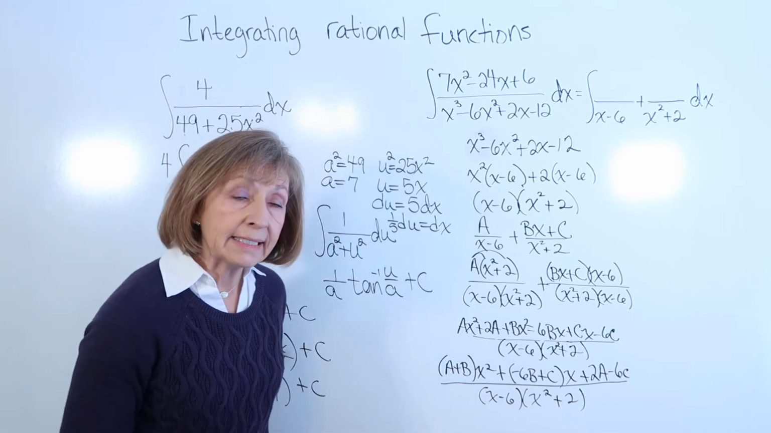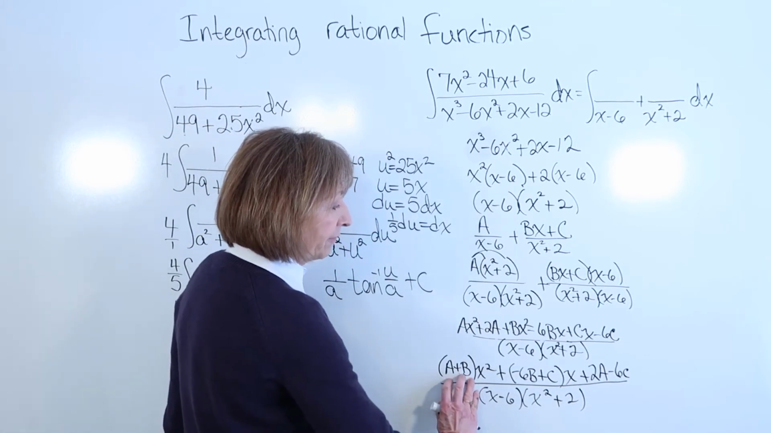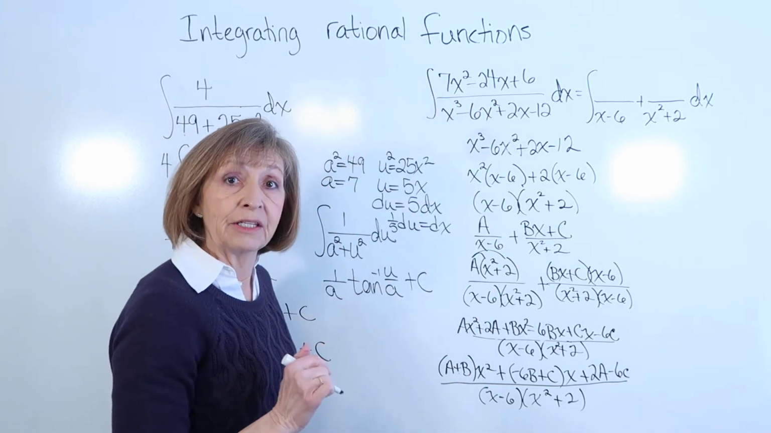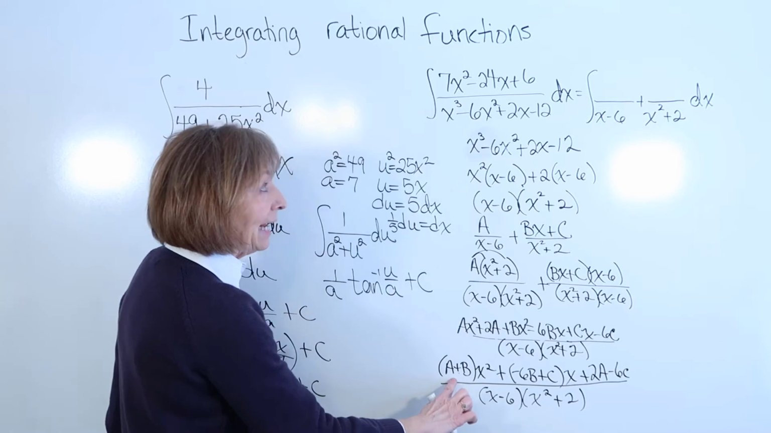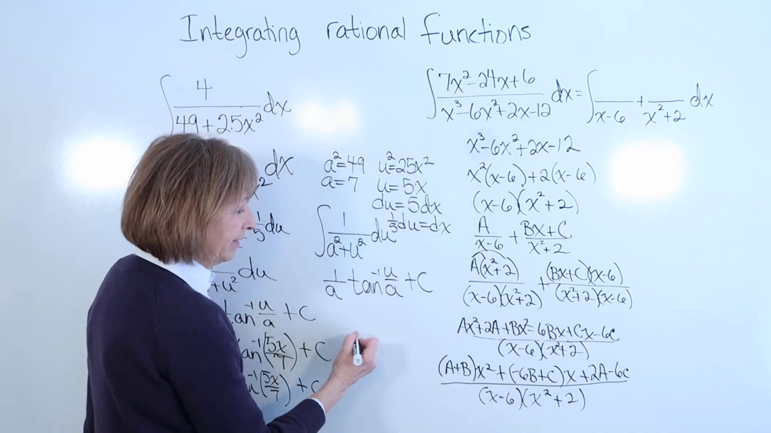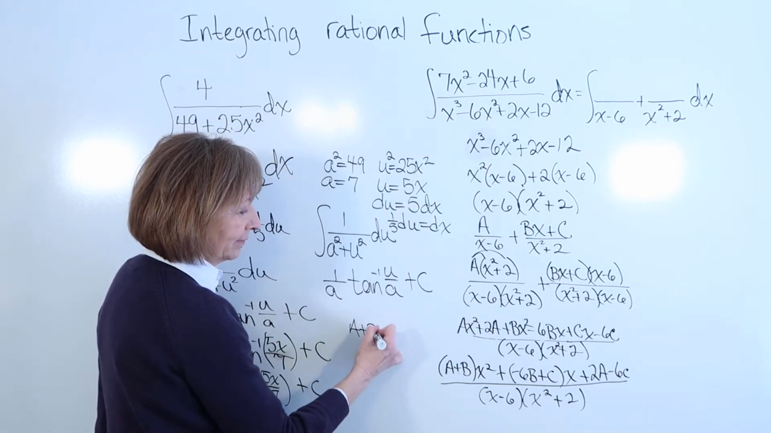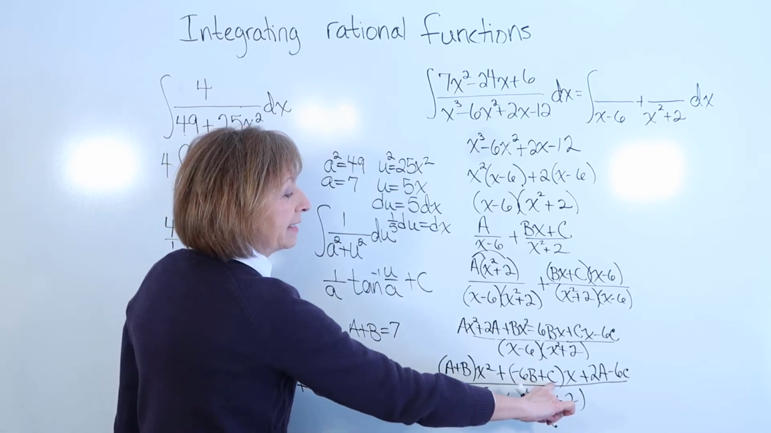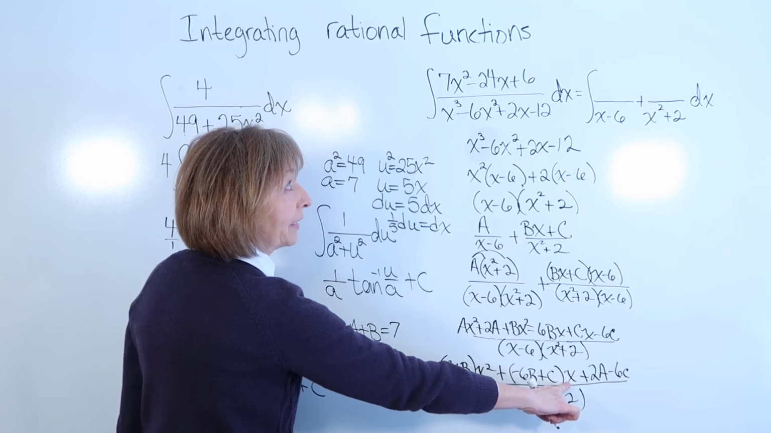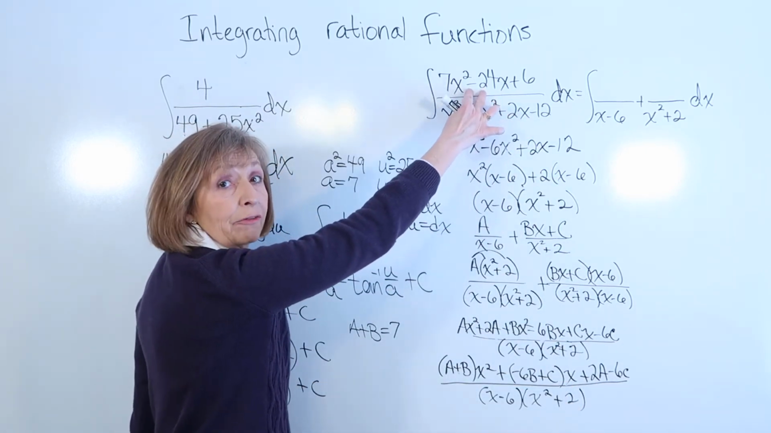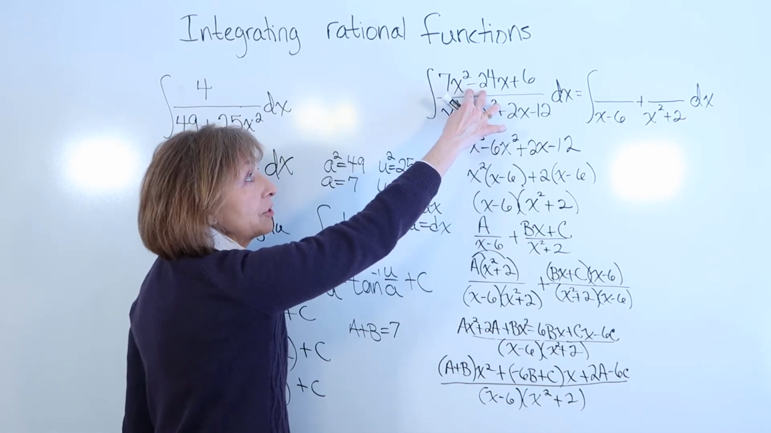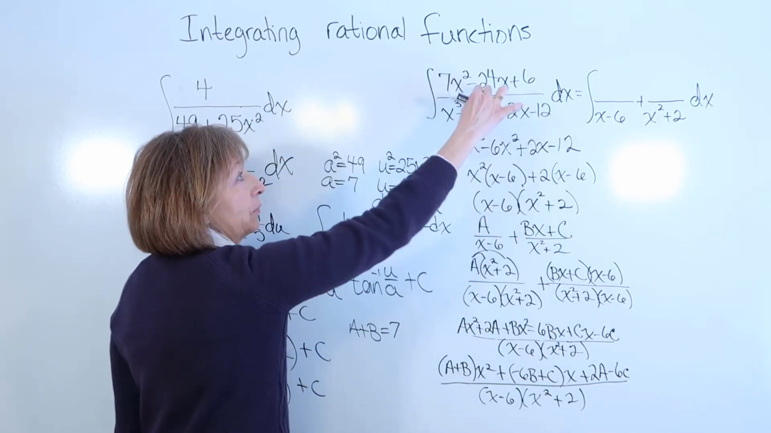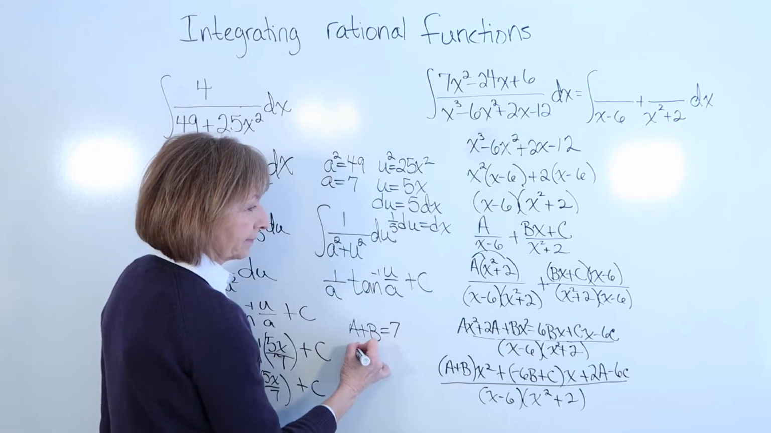Now, when I equate these coefficients in front of the terms with the coefficients in front of the terms in the original numerator, a plus b has to be 7. Negative 6b plus c is the coefficient in front of the x down here, and that has to match the coefficient in front of the x in my original question. So negative 6b plus c has to equal negative 24.